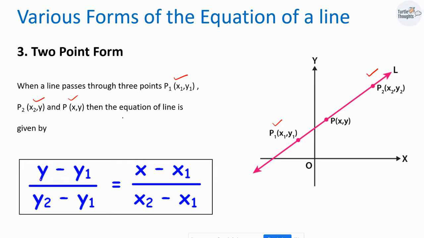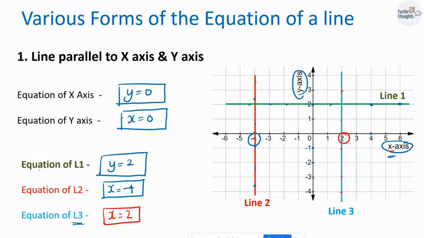exercise. Are these formulas clear? So basically we have studied three formulas. What are those? The first one is if any line is parallel to x-axis or y-axis, how do we write the equation of the line? We just see which of the coordinates is not changing.